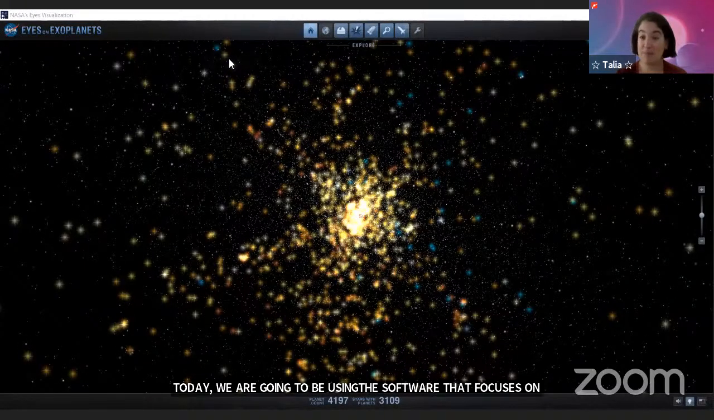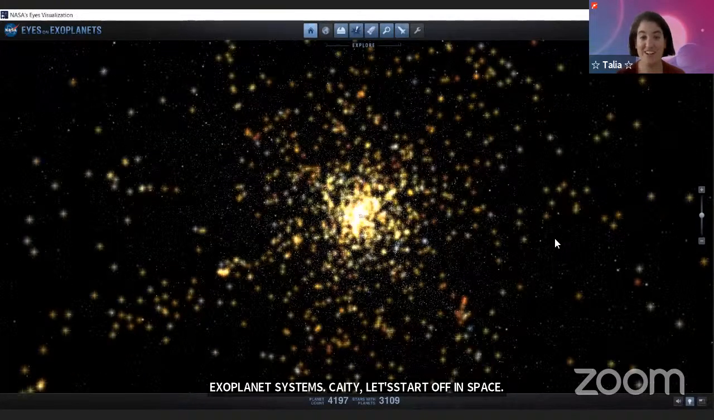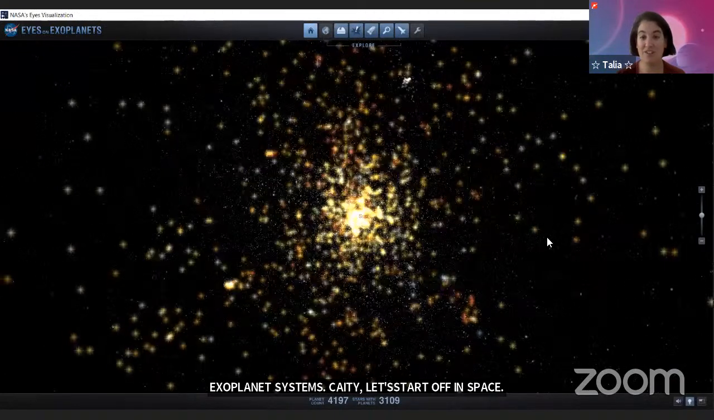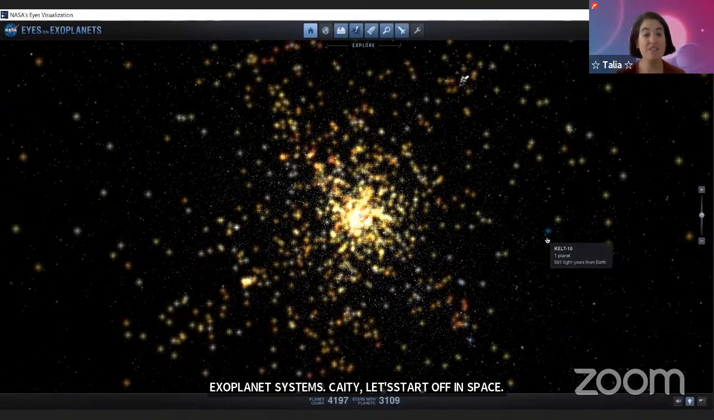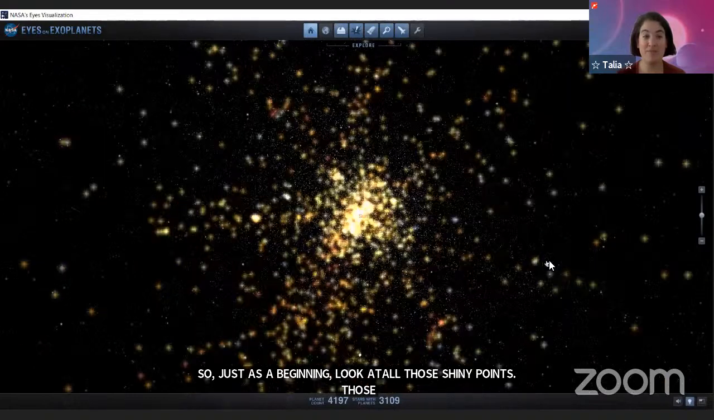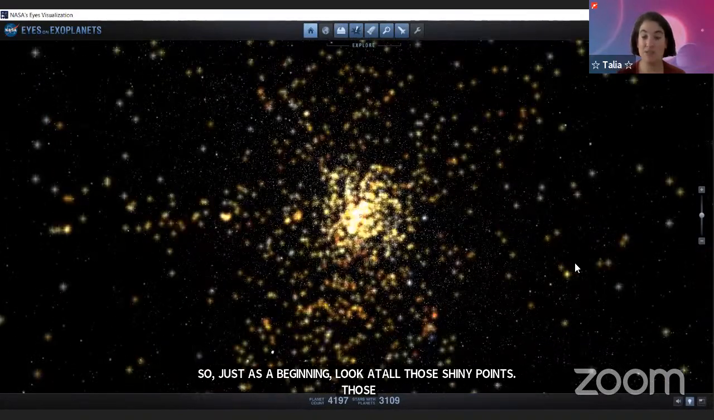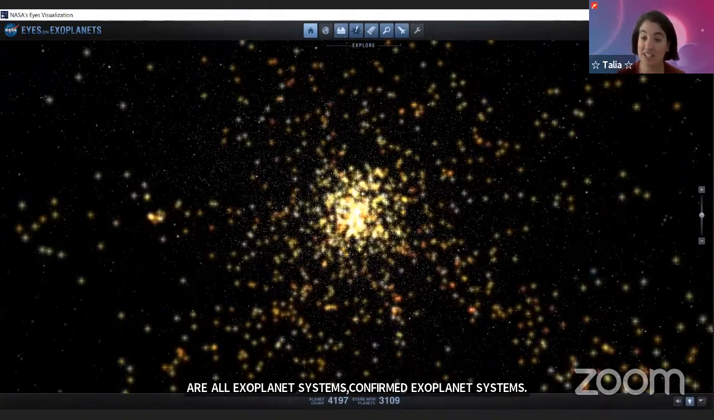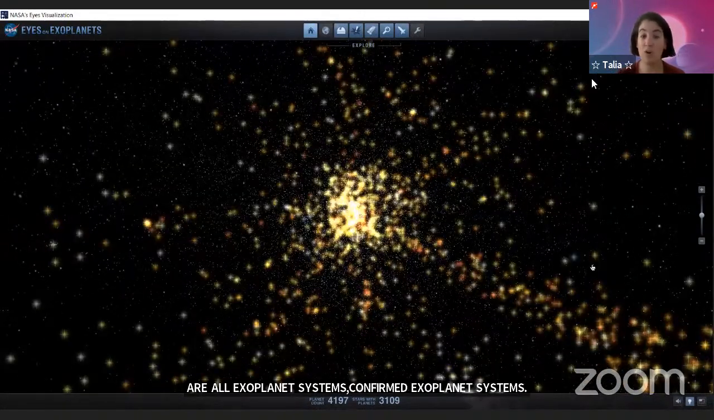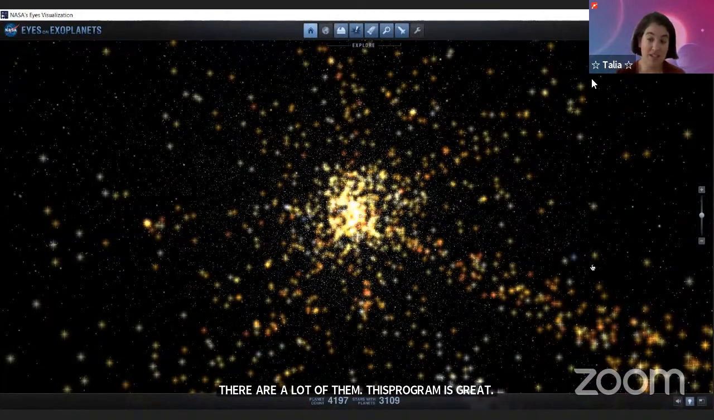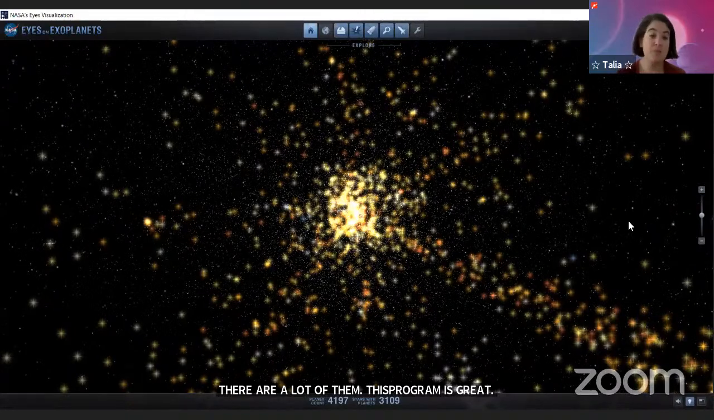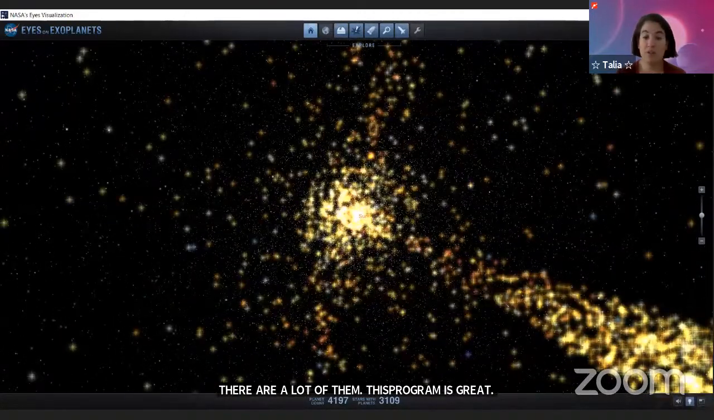So just as a beginning, look at all those shiny points. Those are all exoplanet systems. Those are all confirmed exoplanet systems. You can see there's a lot of them. This program is great. It allows you to fly around and check out systems as a whole. It lets you look at specific telescope surveys. And what we're doing, it allows you to do what we're going to do today.